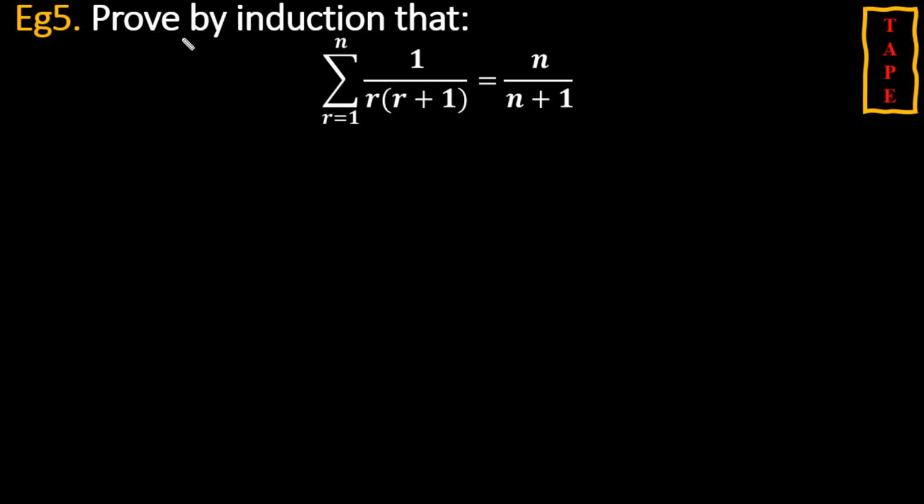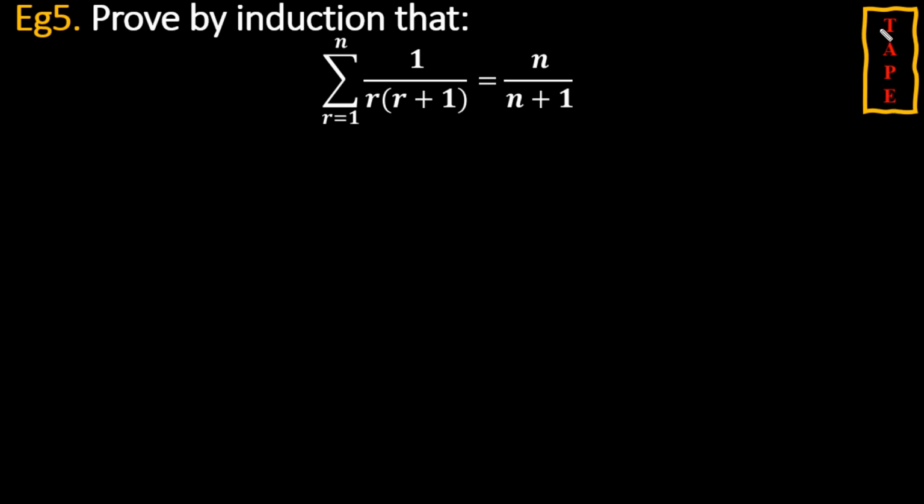Hello everyone, in today's lesson we are going to prove by induction that the summation of 1 divided by r into r plus 1, from r equals 1 up to n, is always equal to n divided by n plus 1. To do this, we are going to use a TAPE, where T is for testing, A is for assumption, P is for proof, and E is for explanation or a conclusion.